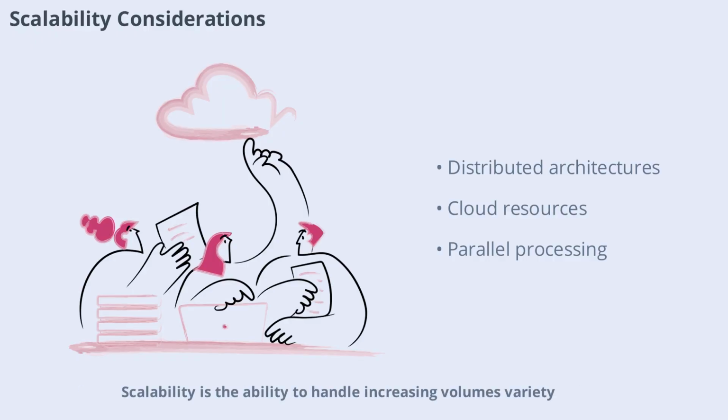As organizations grow, their data integration needs become more complex. Scalability is the ability to handle increasing volumes, variety, and velocity of data without sacrificing performance. Scalable integration solutions use distributed architectures, cloud resources, and parallel processing to manage growth. Planning for scalability ensures that your integration platform can support future business needs and adapt to changing technology.